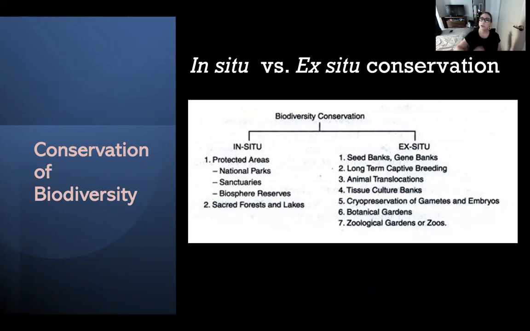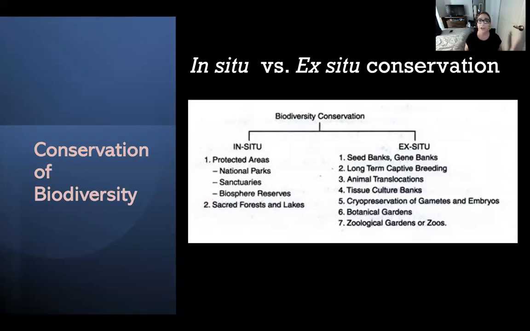Ex situ, you are conserving organisms outside of their natural habitat. So, like seed banks, right? We're storing a bunch of seeds so that if we ever need these different types of plants in the future, we will have the seeds.